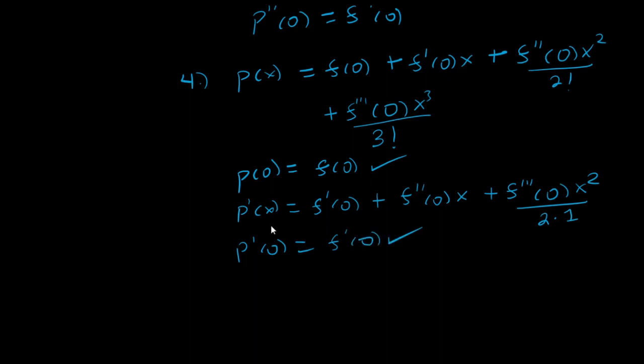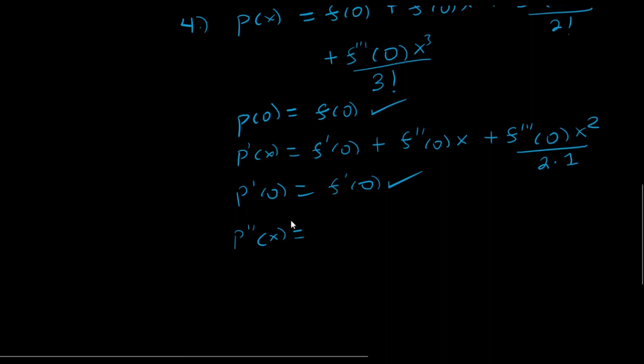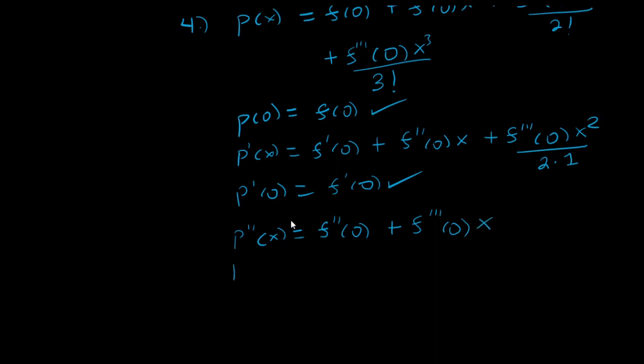So let's check the second derivative. P double prime of x. So, this is constant, x, f double prime of 0. So there's a 2 in the denominator, so it will cancel. Plus f triple prime of 0 times x. So when I evaluate P double prime of 0, it is still f double prime of 0. Okay, so this is still a check.